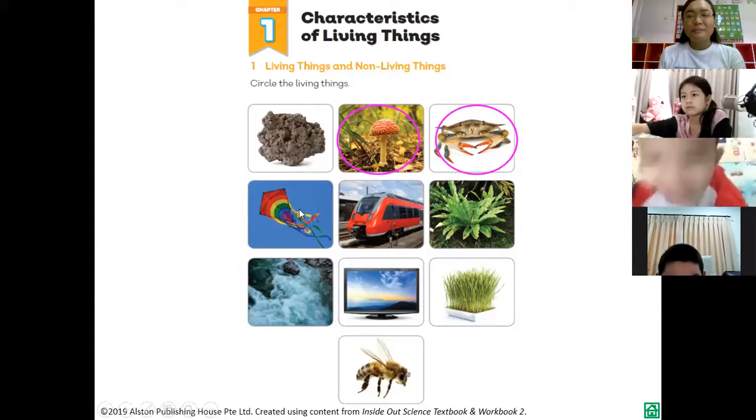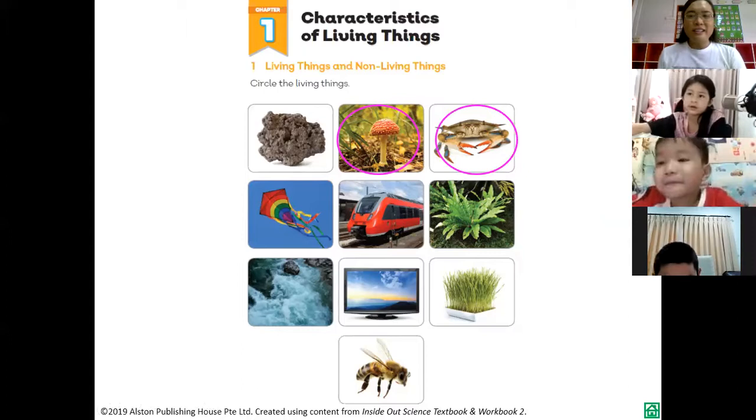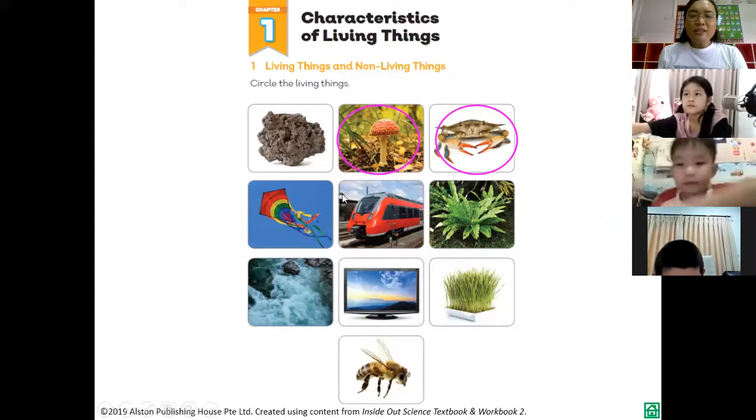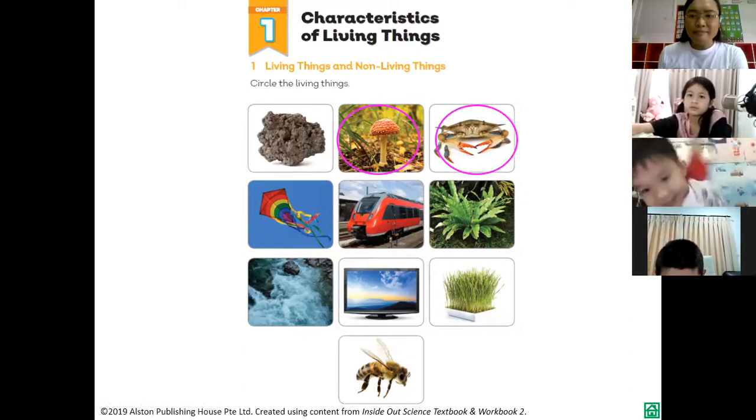No, it's not. Kite is not living. What about the train? It's not living. The train is a drive, so it's non-living. What about this plant?